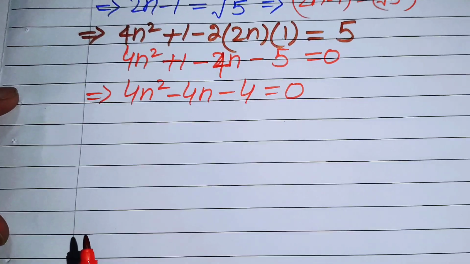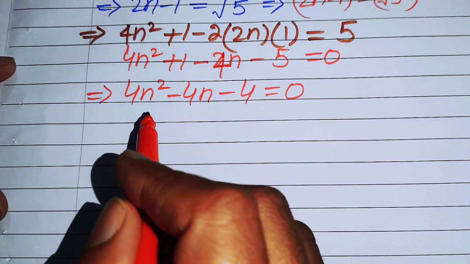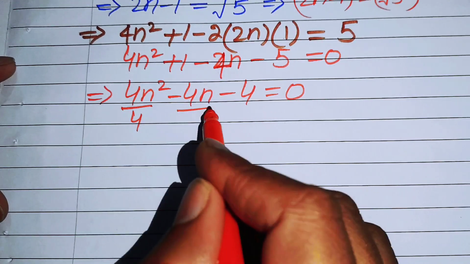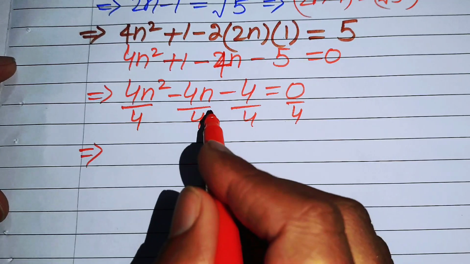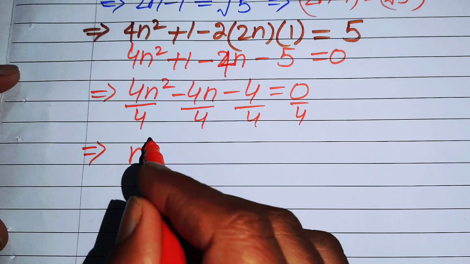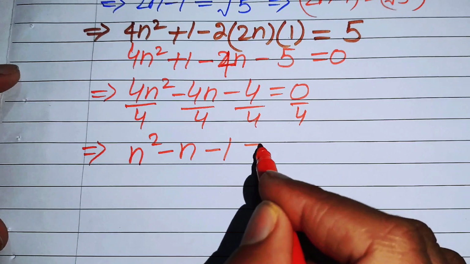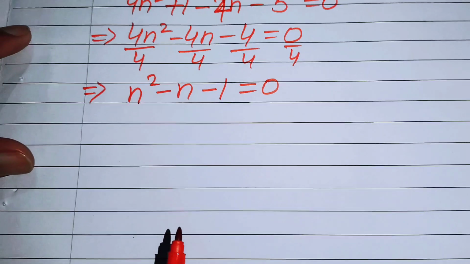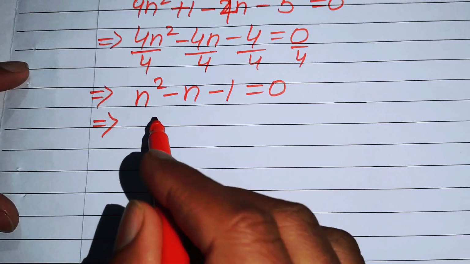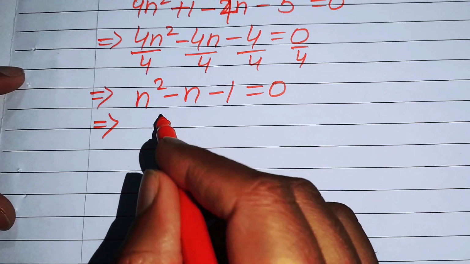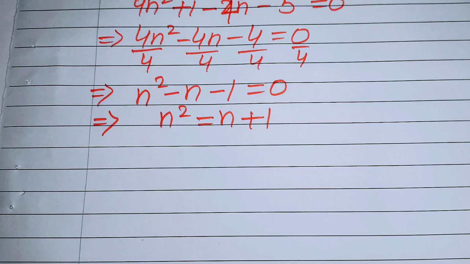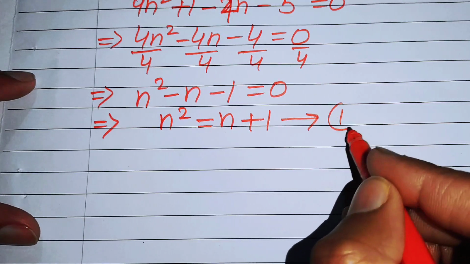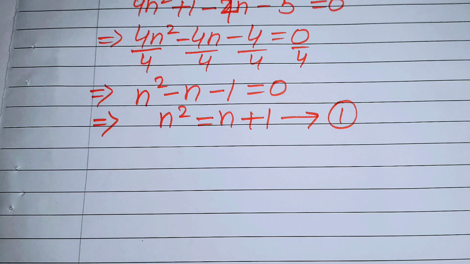Now you see that 4 is a common term, so we divide each expression by 4 on both sides, and we get its output in this form. These 4s are cancelled by each other, and we get n square minus n minus 1 equals 0. Here we separate the term n square, and we move minus n minus 1 to the right hand side, and we get n square equals n plus 1, and we denote this equation by 1. And now in the next step we move towards our finding.